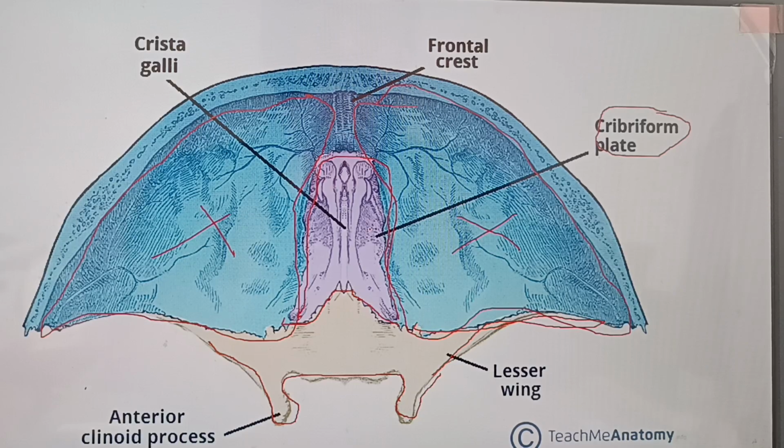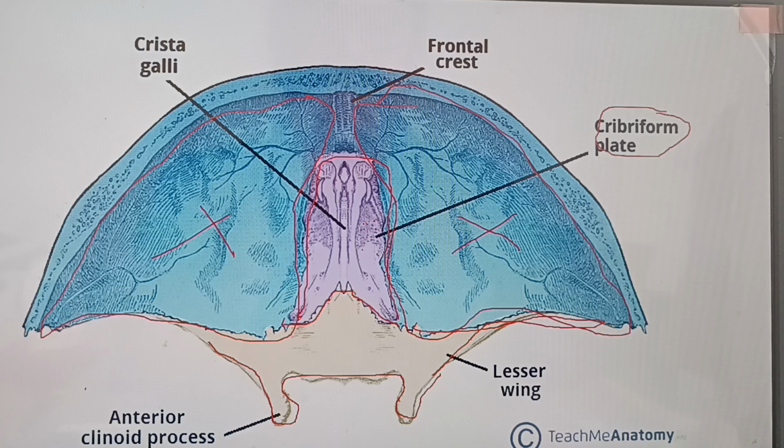And one more thing to note, you can see the cribriform plate of the ethmoid, and I told you the nasal cavity is inferior to this. So the olfactory nerves, which arise from the mucosa of the nasal cavity, will pierce this cribriform plate and come out. So cranial nerve number 1 is seen here in the anterior cranial fossa.